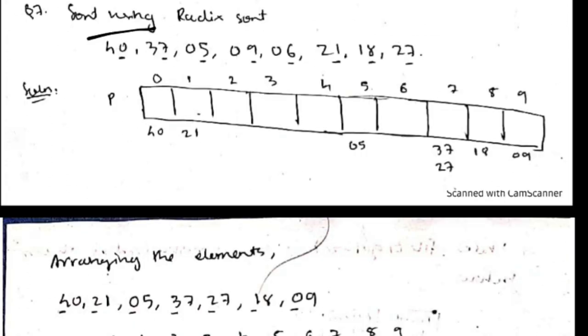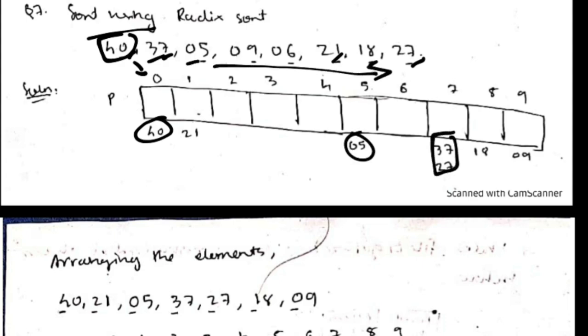We have to sort the following using radix sort. In radix sort first we will see the rightmost digit, and we will place the elements accordingly. First one is 40, so we will place the 40 in the 0th location. 37 is having the 7th location, and 05 will have the 5th location. In that way we will store all these elements.